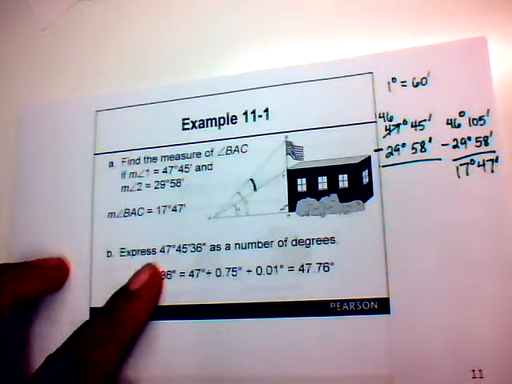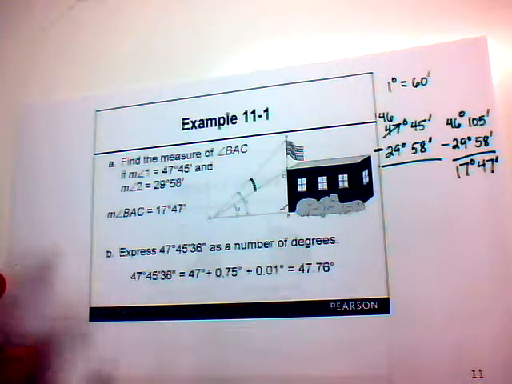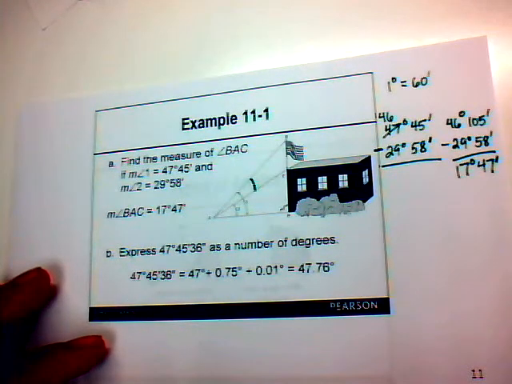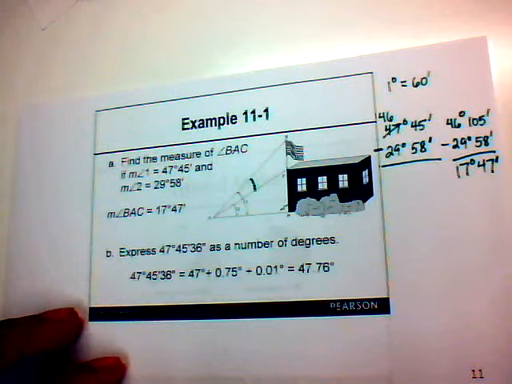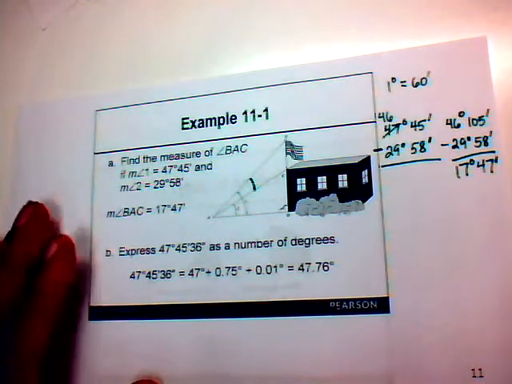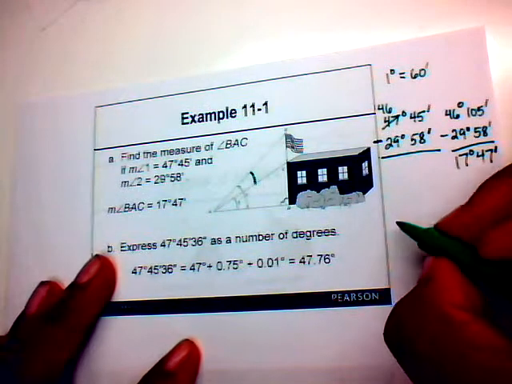Now part B is to express 47 degrees, 45 minutes, 36 seconds as a number of degrees. We already have 47 degrees.